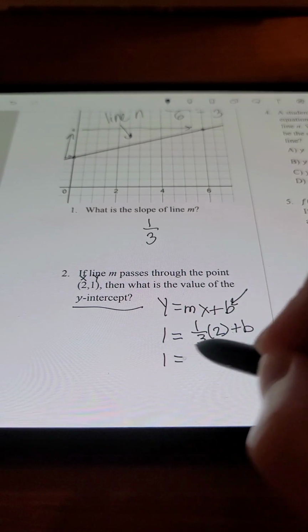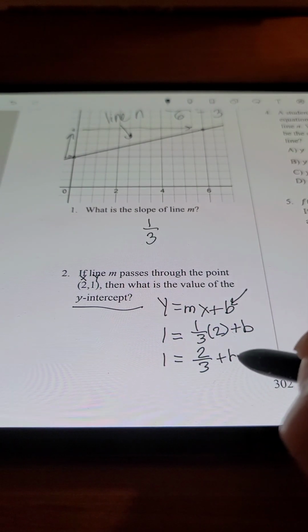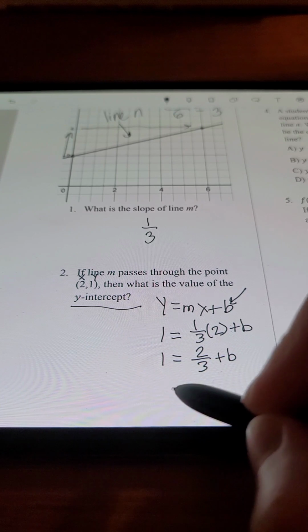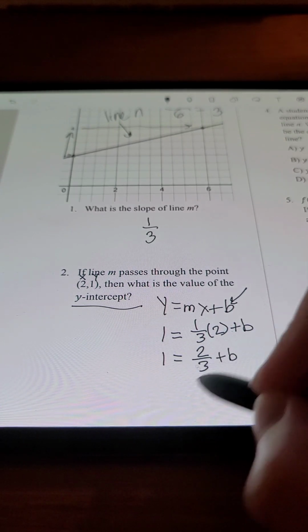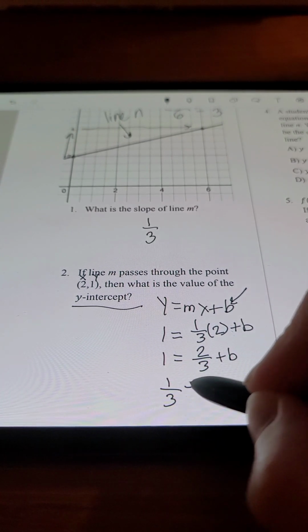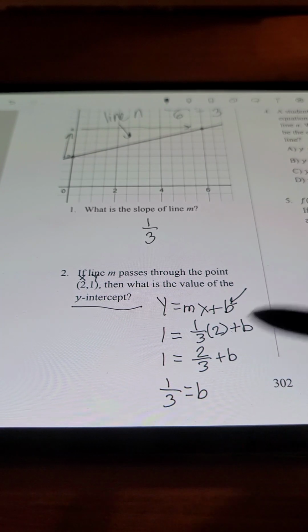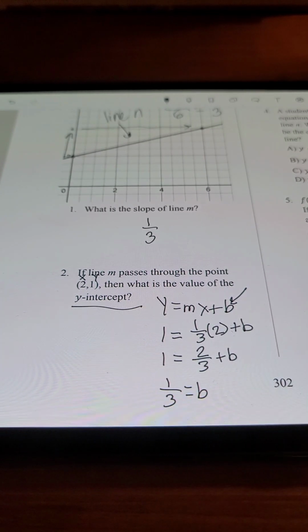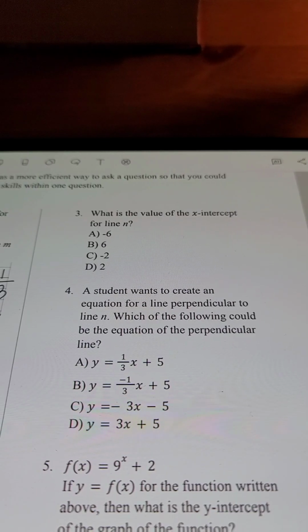So I have 1 = 2/3 + b. Now I need to get b by itself by subtracting 2/3 from each side. So 1 minus 2/3 just leaves me with 1/3. That's what b is, or the y-intercept. So your answer is 1/3. Now let's do number 3.